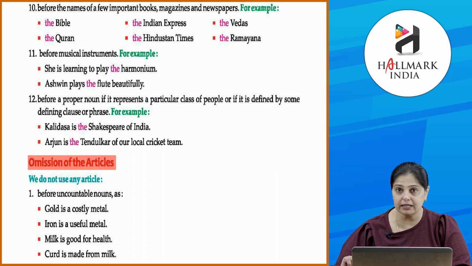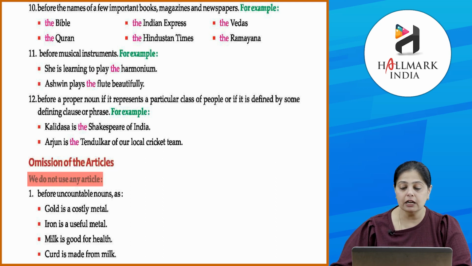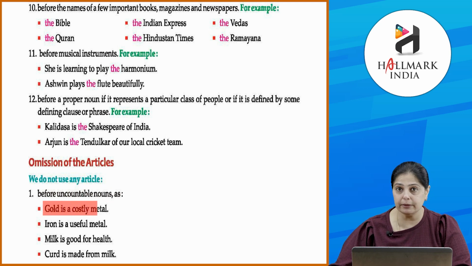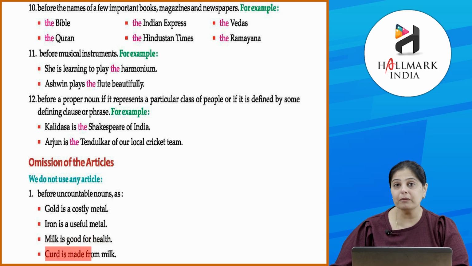उनको कब हम use नहीं कर सकते, मतलब नहीं करते generally. We do not use any article before uncountable nouns as gold is a costly metal. तो यहाँ पे gold भी हम count नहीं कर सकते और metal भी count नहीं कर सकते. Okay, iron is a useful metal. Milk is good for health. Can you count milk? No. Okay, curd is made from milk. Clear? Okay. It has a quantity, but we cannot count the number.